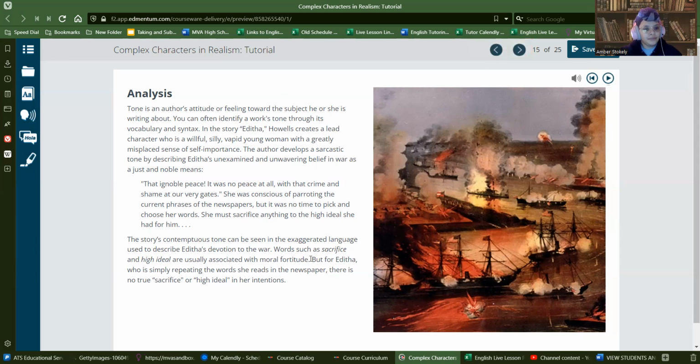And it says here, the words such as sacrifice and high ideal are usually associated with moral fortitude. So usually if you're willing to sacrifice something, or if you have high ideals, it's usually a good thing. But because she's just pretending on the surface, and just repeating what she sees in the newspaper, there's no real sacrifice or high ideal in her intention. So it's meant to be ironic. These words are being used to describe her in a way, I would say it's actually sarcastic, because it's making fun of her.